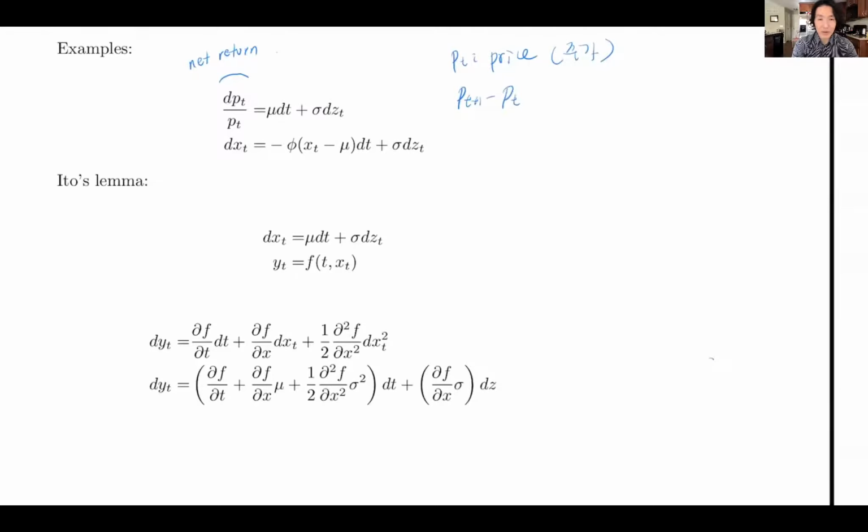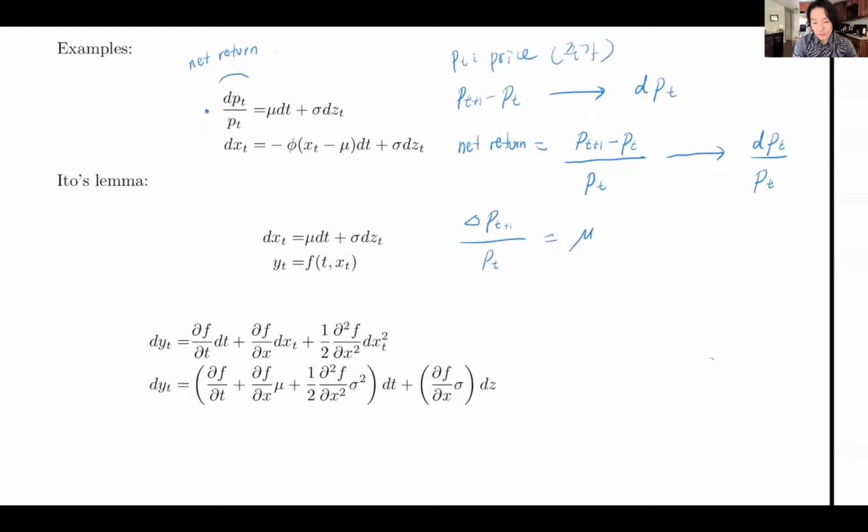PT plus 1 minus PT is a change in price, and in a continuous time case, it is going to be the dPT. Therefore, net return is simply, we are assuming no dividends here. 배당이 없다고 가정할게요. This is the net return, right? And in the continuous time case, this is simply expressed in this way. Okay, so on the left-hand side here, in this example, we have net return. Okay? On the right-hand side, so what do we have here? 이거를 discrete time으로 써볼게요. So if you express it in discrete time, on the left-hand side, you have the net return equals mu plus sigma times epsilon t plus 1.